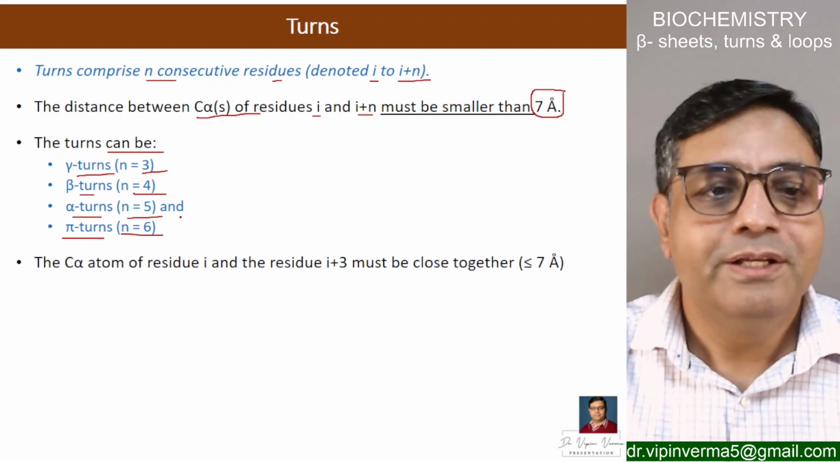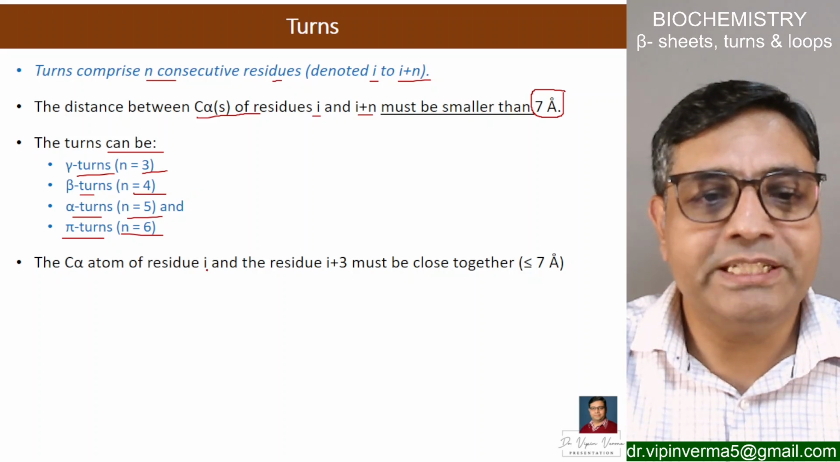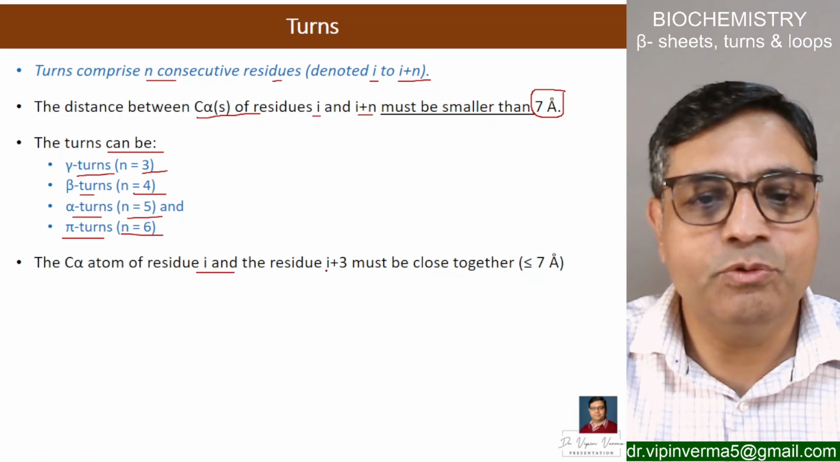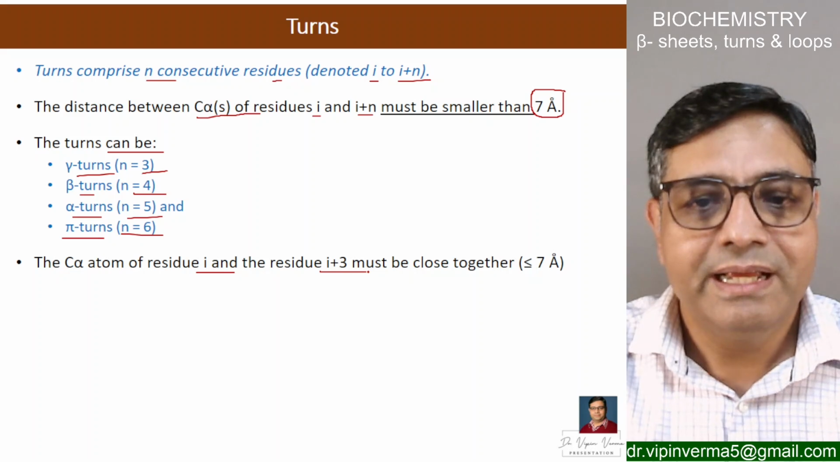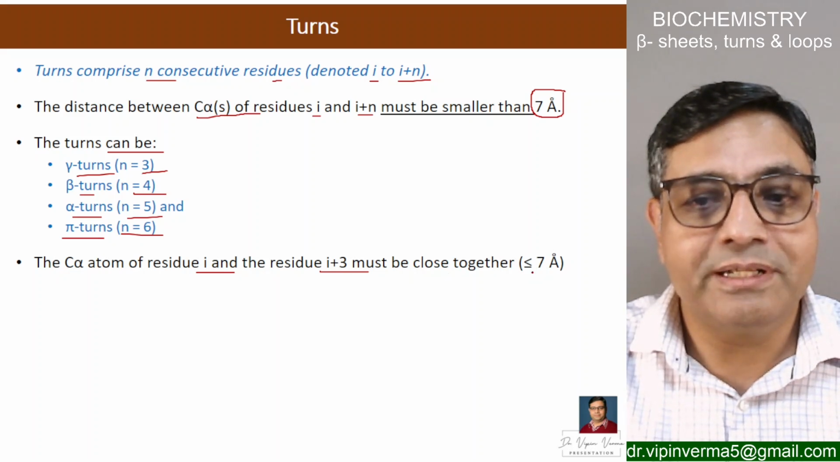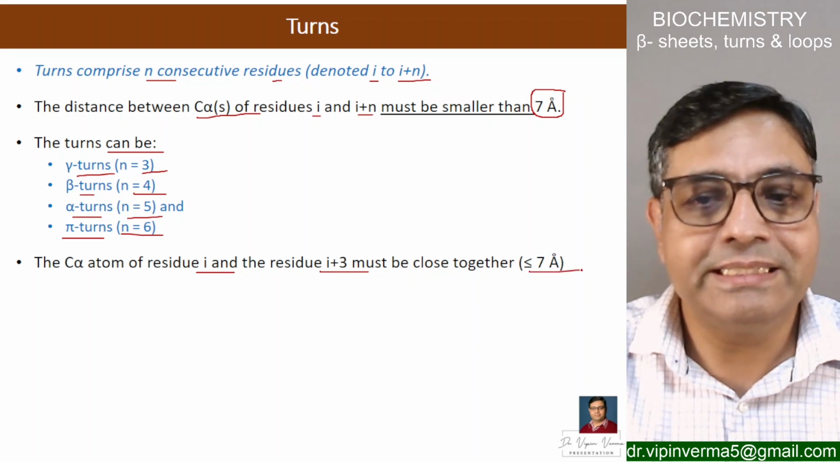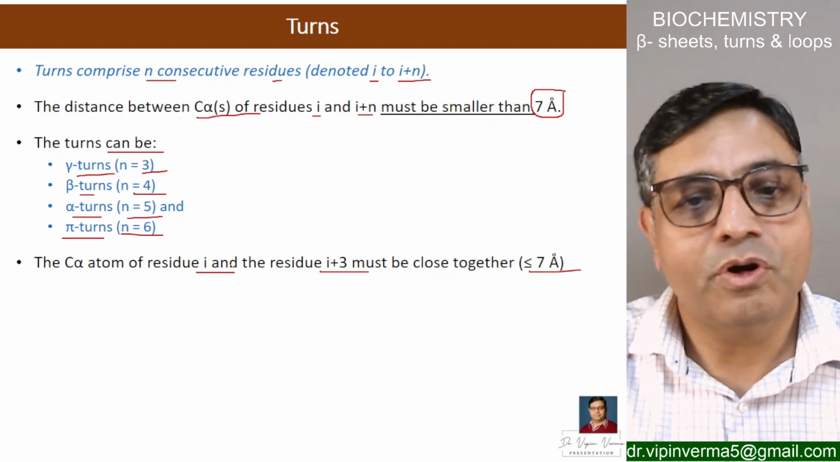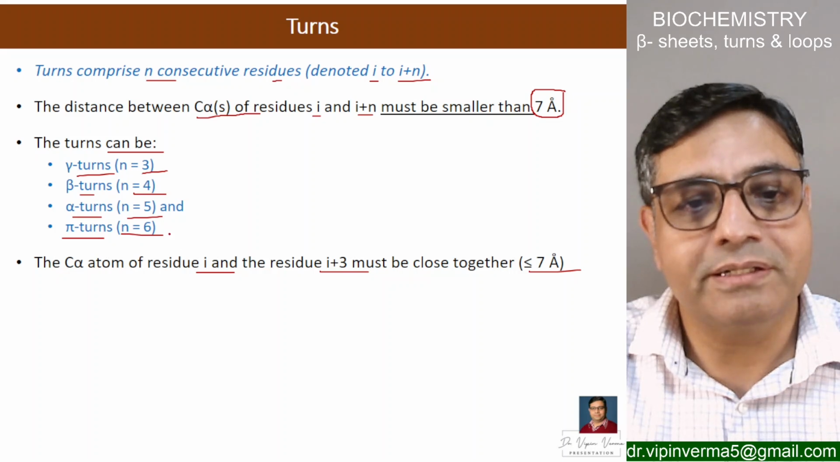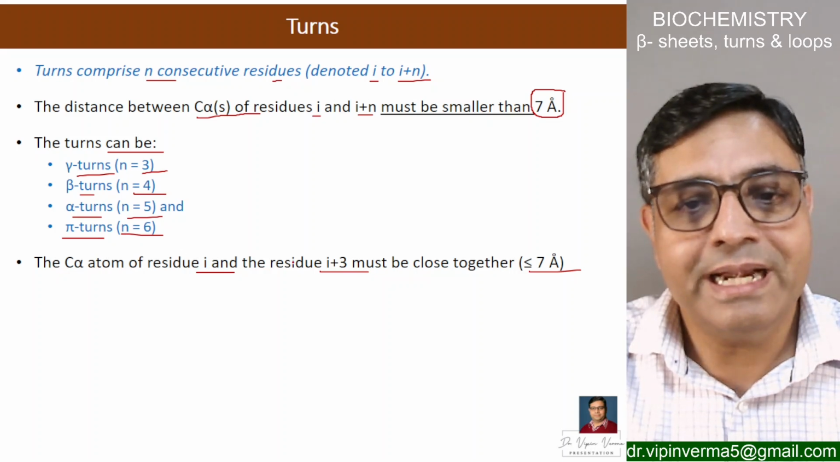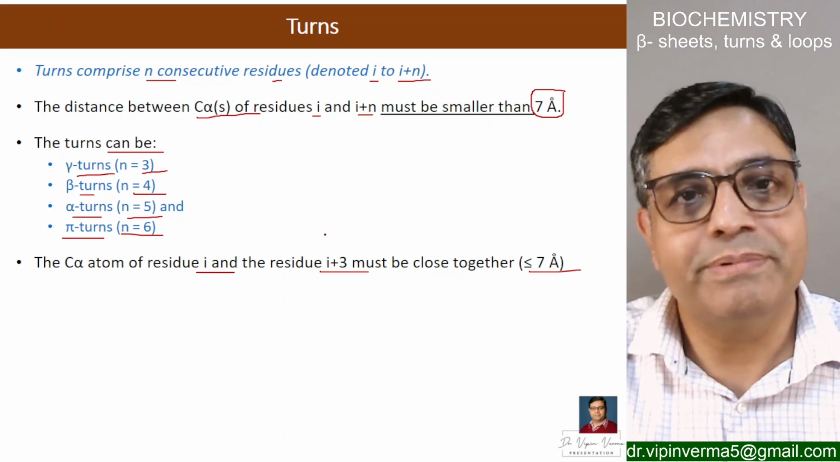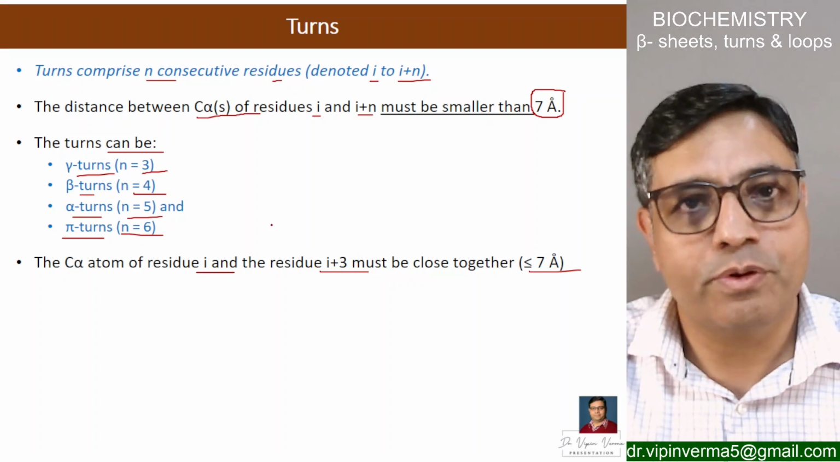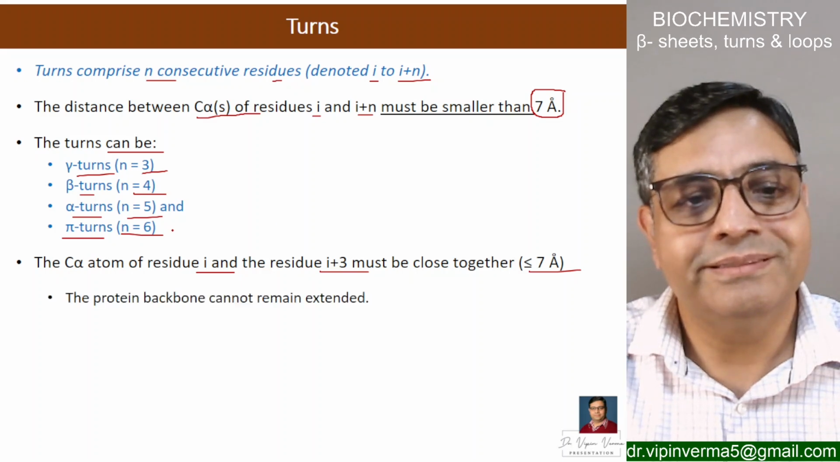Okay, so the C alpha atom of residue i and residue i plus 3 must be close together, equal to or less than 7 angstrom, when we are talking about the beta turns, because it is i and i plus 3. So i plus 1, i plus 2 and i plus 3. So total n is equal to 4. So this is the beta turns.